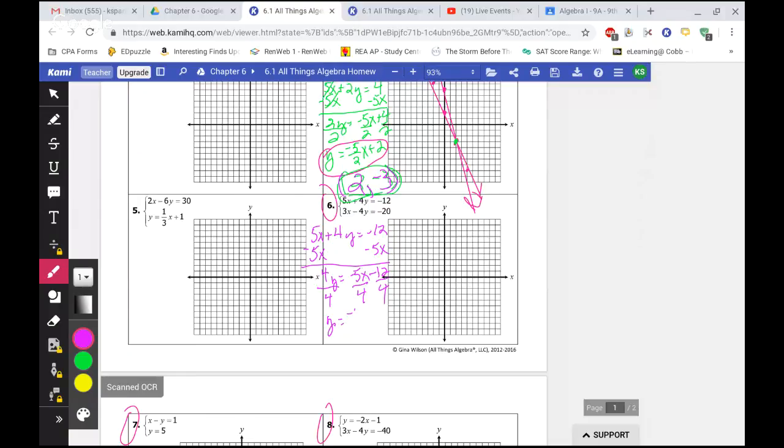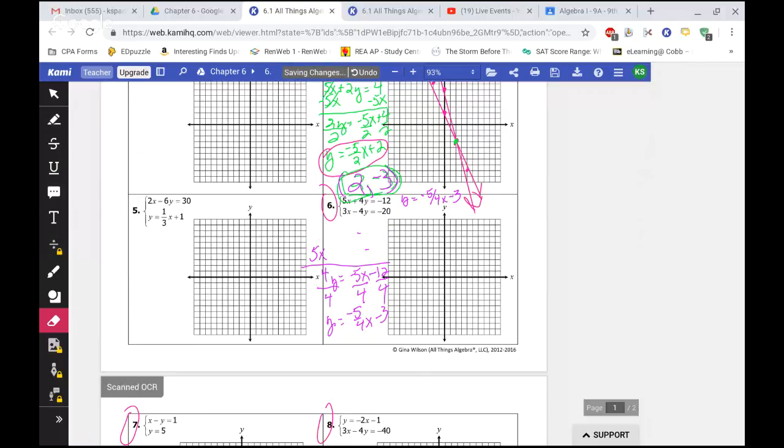That's going to give you y equals negative 5 over 4 x minus 3. So that one is y equals negative 5 fourths x minus 3. So now we'll work on the second one.